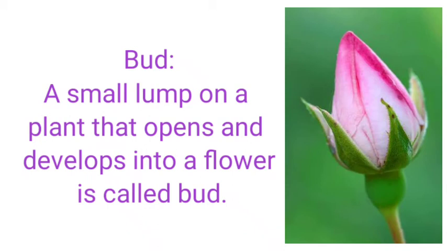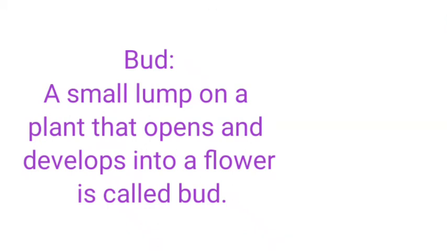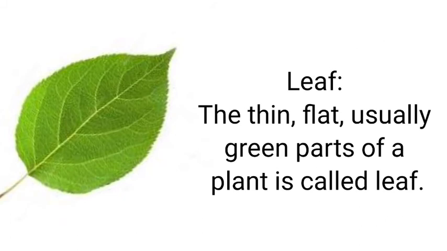Now know the next part of shoot system, that is leaf. The thin, flat, usually green parts of a plant is called leaf.